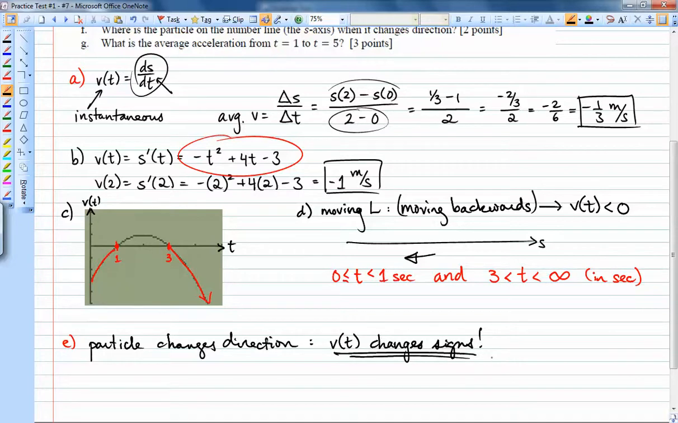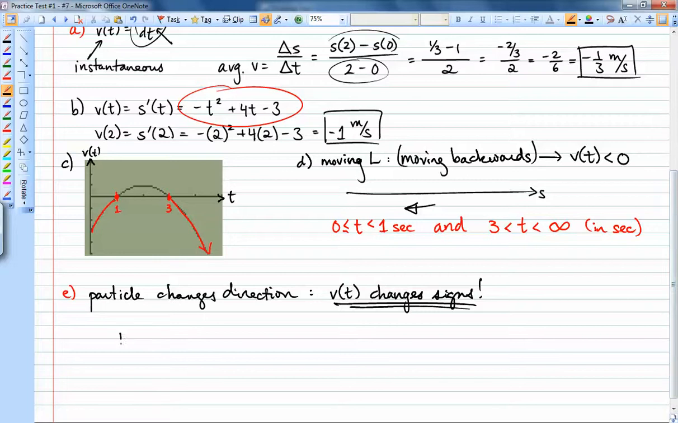That's the way to interpret that. So, if we make a little sign chart for velocity, I know that we have to start at 0 seconds. I know that at 1 second it has a 0, and that at 3 seconds it has a 0. You could plug in test points, but we have the graph right in front of us. I know that from 0 to 1 it's negative, from 1 to 3 it's positive, and from 3 on it's negative again. So v of t changes sign at t equals 1 and t equals 3.